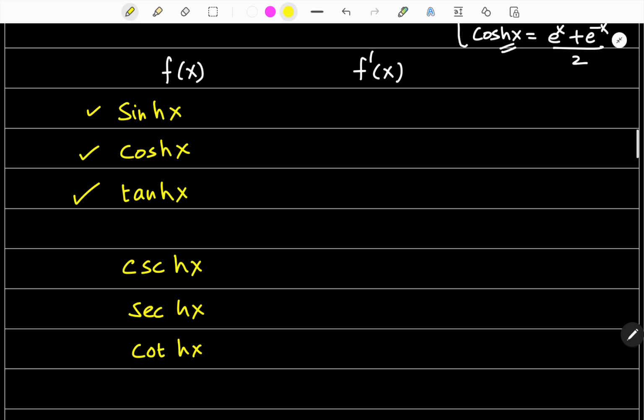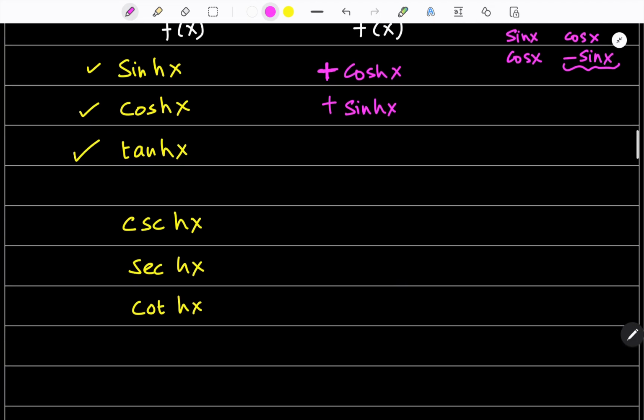We need to remember these formulas, and they are very easy. The derivative of sine hyperbolic x is automatically cosine hyperbolic x, and the derivative of cosine hyperbolic x is sine hyperbolic x. No plus, no minus. You remember the derivative of sine x is cosine x, and the derivative of cosine x is minus sine x. There is a minus there, but here both are plus. Keep that in your mind.